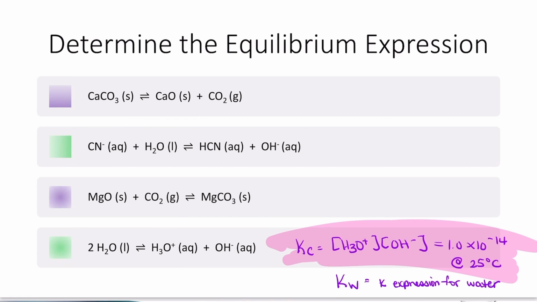It is a Kc expression, yes, but it's actually equal to Kw. So instead of Kc, we can write Kw here, and this is your Kw expression. Kw is equal to the hydronium concentration times the hydroxide concentration of your system, and that always equals 1.0 times 10 to the negative 14 at 25 degrees C. And if you remember learning about acids and bases in the pH scale, the pH scale runs from 1 to 14. It's based on the 14 right here.